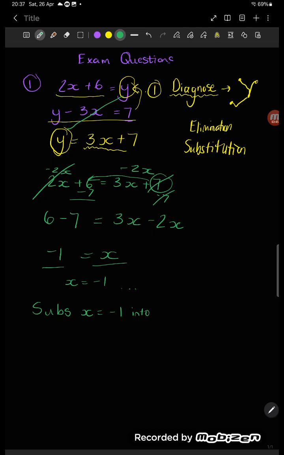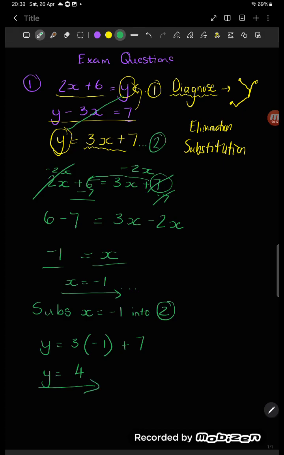and I can pick an equation. Which equation are we going to pick? We can pick this equation, maybe 2. So substitute into 2. Okay, and you can write the whole equation, or you can just write 2. So y is equal to 3. Please put your brackets so that you don't lose a minus sign. Plus 7. y is equal to minus 3 plus 7, which is 4. So you've got x is minus 1 and y is 4. Okay, cool.